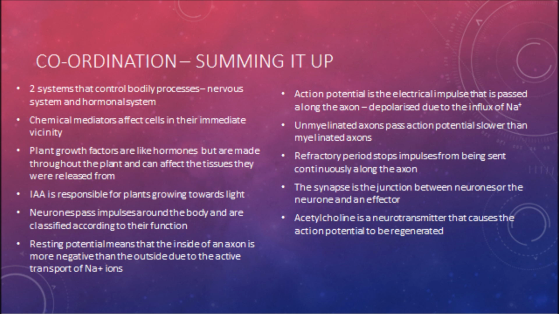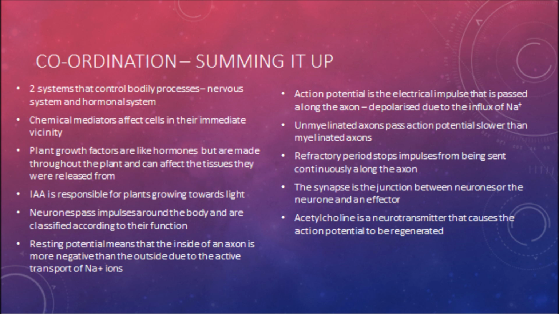hormonal system. Chemical mediators affect cells in their immediate vicinity. Plant growth factors are like hormones, but are made throughout the plant and can target all cells, not just faraway targets. IAA is one of these hormones and is responsible for the way a plant will grow towards the light. Neurons pass impulses around the body and are classified by how they function. Resting potential is when the inside of an axon is more negative than the outside due to the active transport of sodium ions. Action potential is the impulse that is passed along the axon.